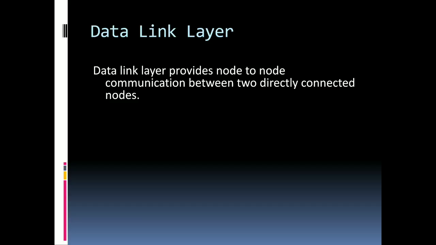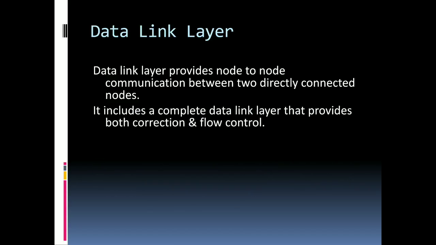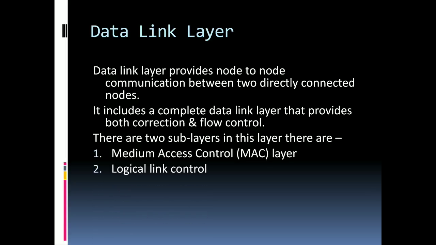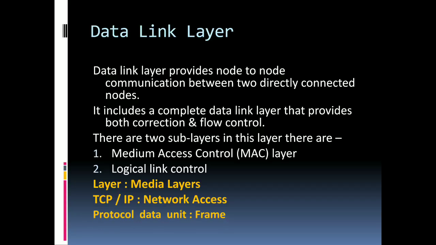The data link layer provides node-to-node communication between two directly connected nodes. If you work with nodes, one node is connected with another, and that would be the data link layer. It provides error correction as well as flow control. There are two sub layers in the data link layer: one is the medium access control layer, that is MAC, and the other is the logical link layer. This also comes under the media layer category, and the protocol data unit is the frame. Here it takes input as a frame.